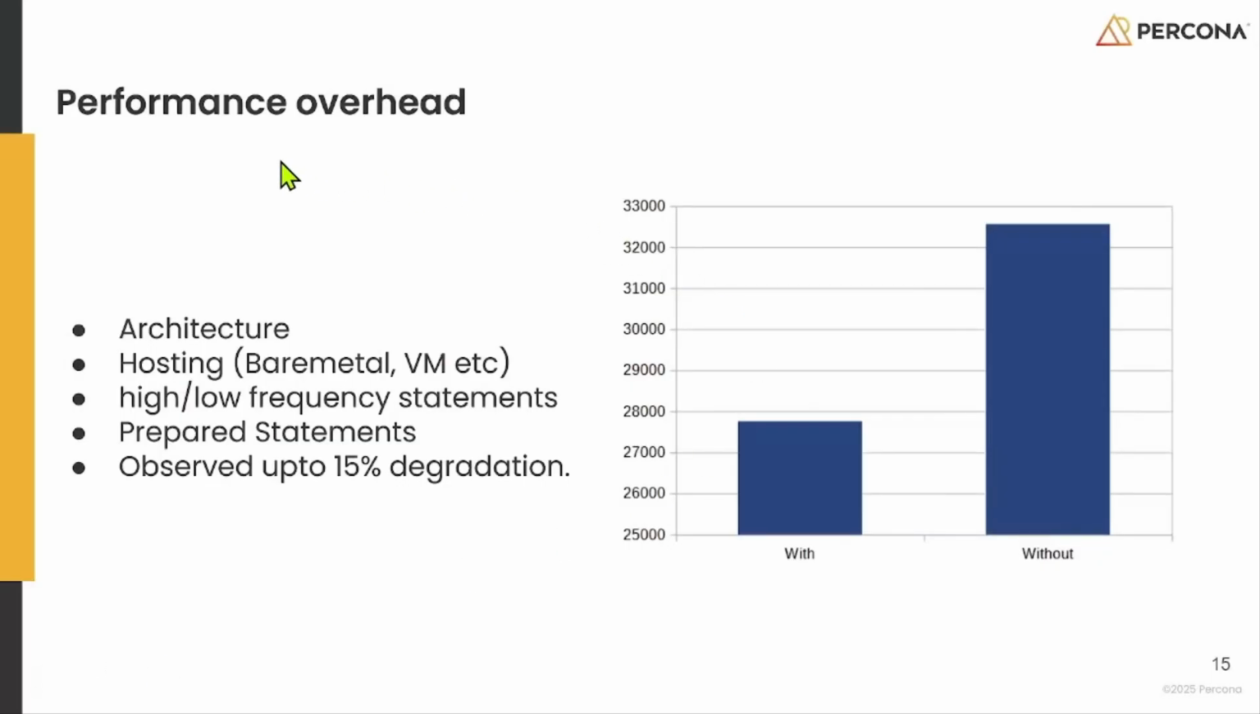The performance impact of this extension depends on multiple factors. One is the CPU architecture and the type of hosting, whether it is bare metal or VM, and whether there are statements of low frequency or high frequency. High frequency statements are expected to have more impact, and also whether it is a prepared statement, because prepared statements are generally used for low latency applications. In our testing, we observed up to 15% degradation. It could vary from 1% up to 15% degradation observed.